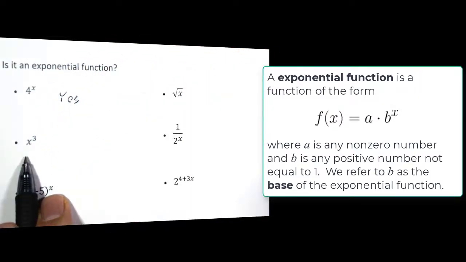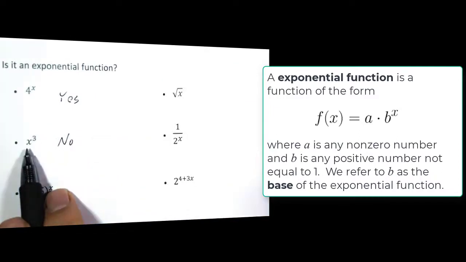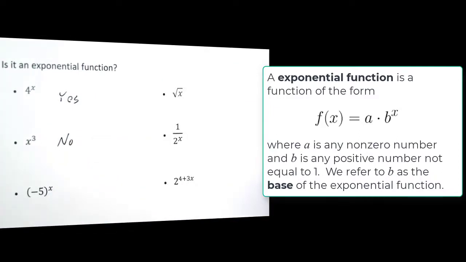What about this one? Well, if we look carefully at this, I think I see a problem. If we look at the definition of exponential function, the x has to be in the exponent. Right? I can't find numbers a and b so that this is a times b to the x. So this does not work. This is actually a polynomial. Polynomials are not exponential functions.